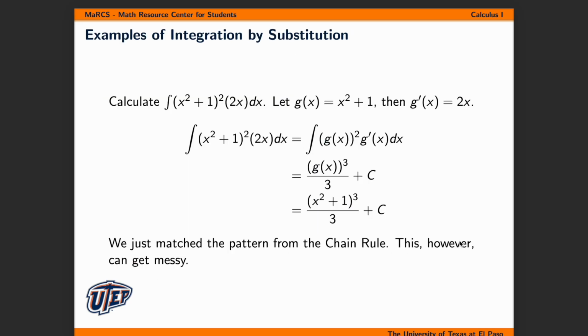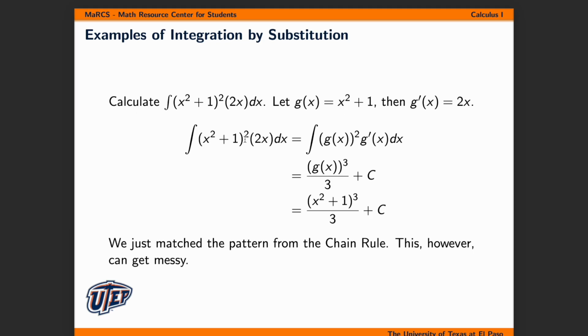So now we are going over an example of integration by substitution. So we are told to calculate the indefinite integral of x squared plus 1 raised to the power of 2 times 2x with respect to x. So we let g of x be equal to x squared plus 1, so the portion that we will be substituting right here. This will be our g of x. Then g prime of x, so the derivative of these two terms, will be 2x, just using the power rule. So we have 2 times x, and then derivative of a constant is 0.